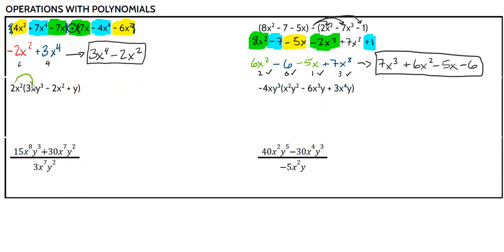So the first thing I'm going to do is 2x squared times 3xy cubed, and we do the same thing as when we did our exponents. So we do the coefficients. 2 times 3 is 6. X squared times x to that hidden 1, so 2 plus 1 is 3.